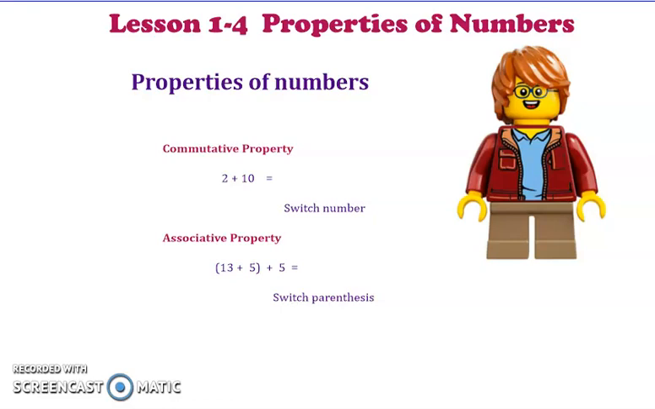Okay, in science and in math, we both have properties that will describe the situation every time and how you can deal with it every time, and so that works pretty nifty. Now, if you look at our first property, we're going to talk about the commutative property.